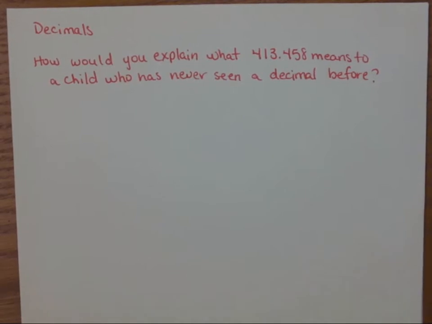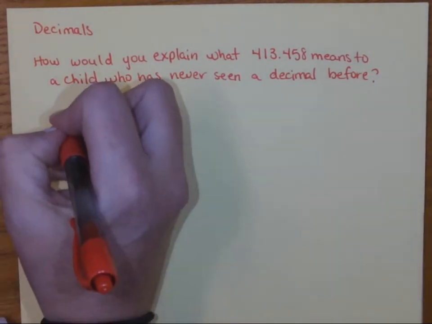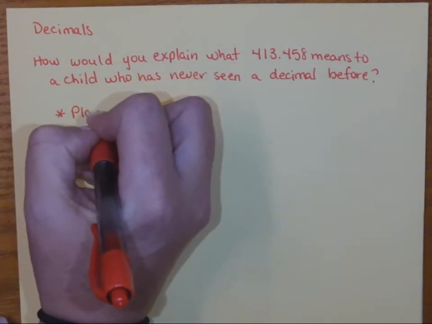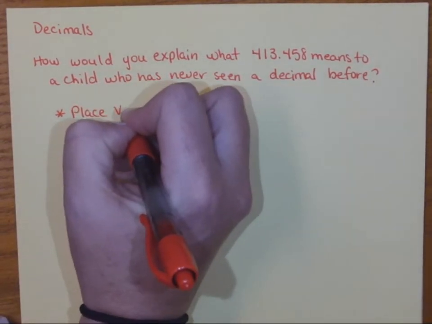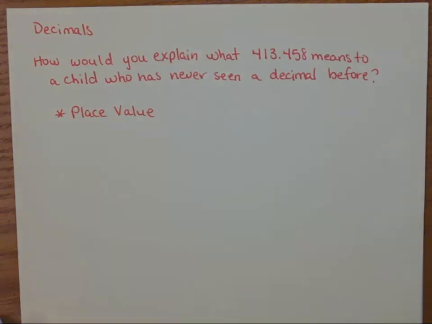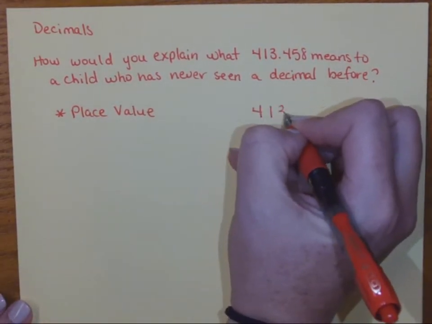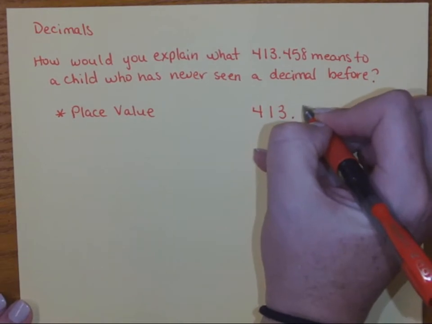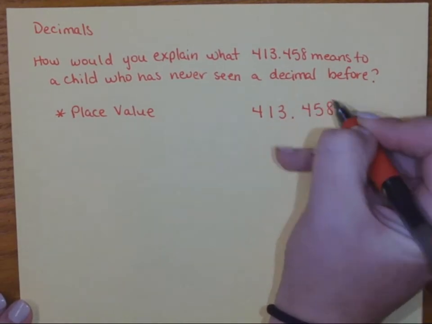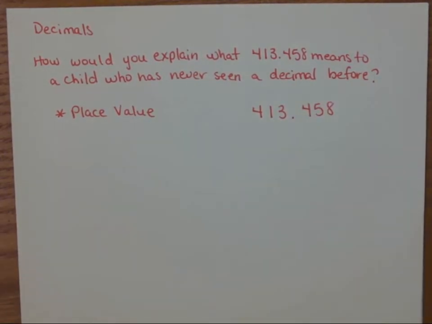Okay, so if you were going to talk about the meaning of 413.458, you would certainly have to discuss place value. There's no question about it. Notice the way that I said it, I didn't apply a value to it. I just read off what the numbers were. So if we have 413.458, okay, notice that time I said it a little differently, right? So we just need to figure out what the place value is.